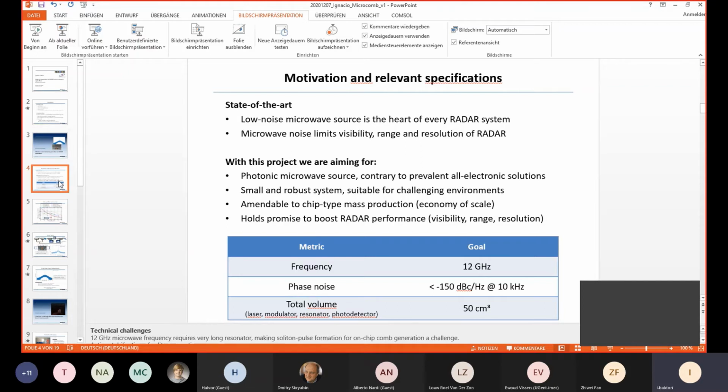So, just to make a short overview of what we are trying to accomplish, first of all, we want to have a frequency of 12 gigahertz. This is in the radar wavelength.